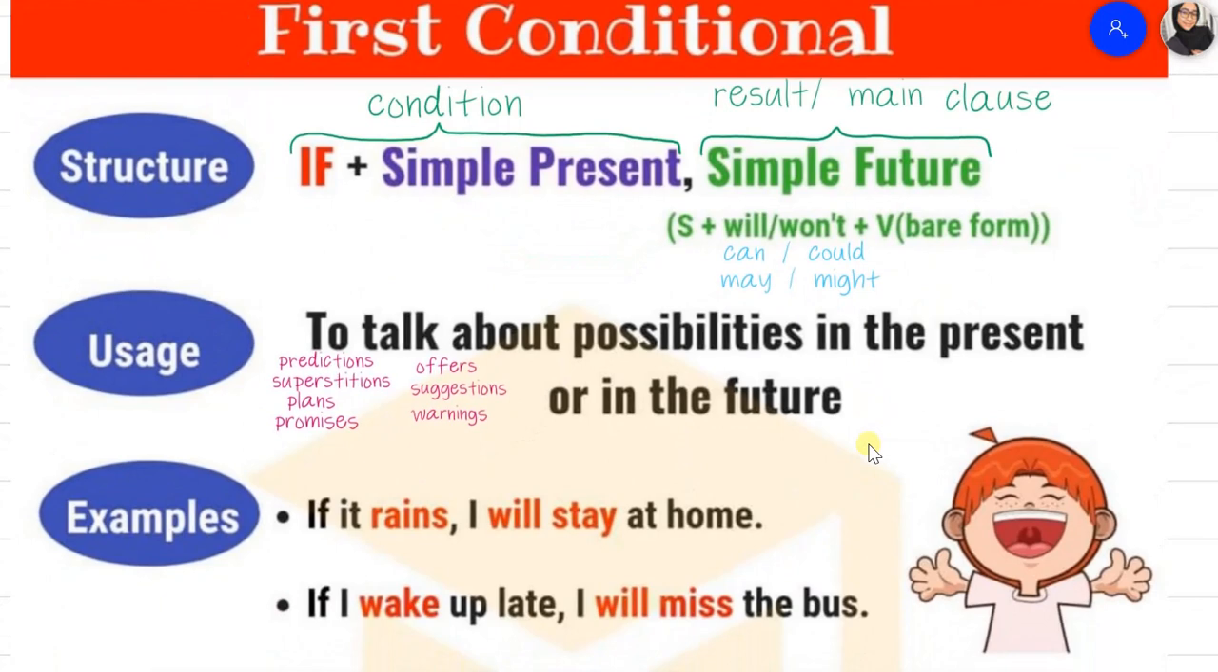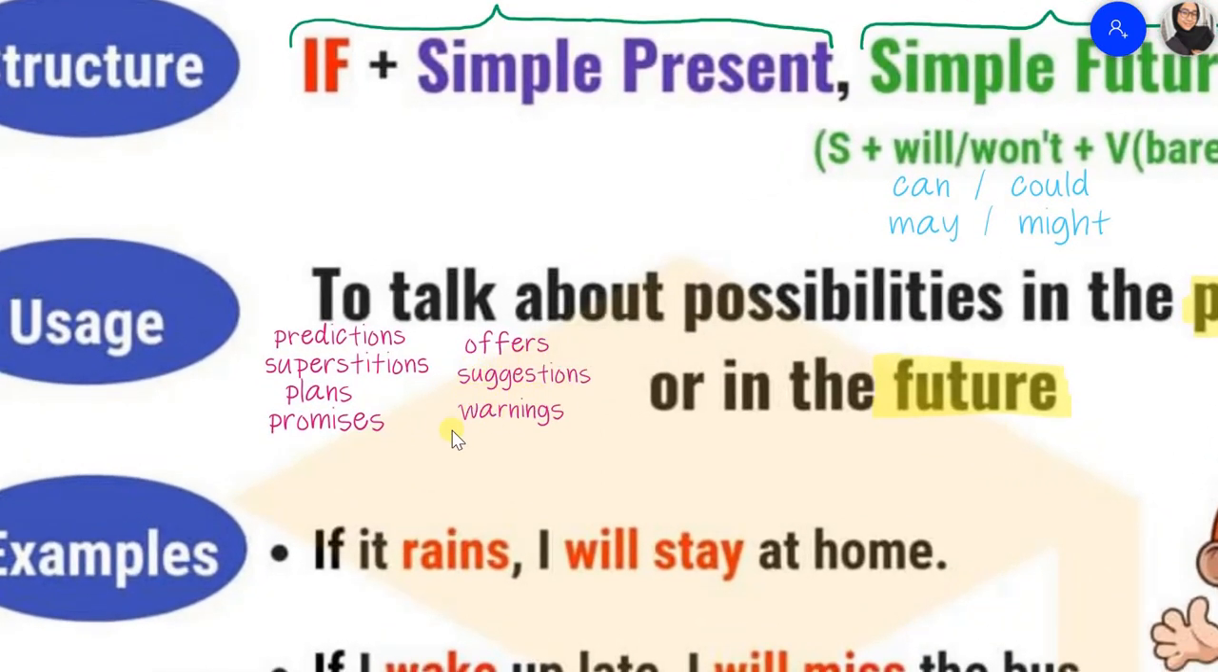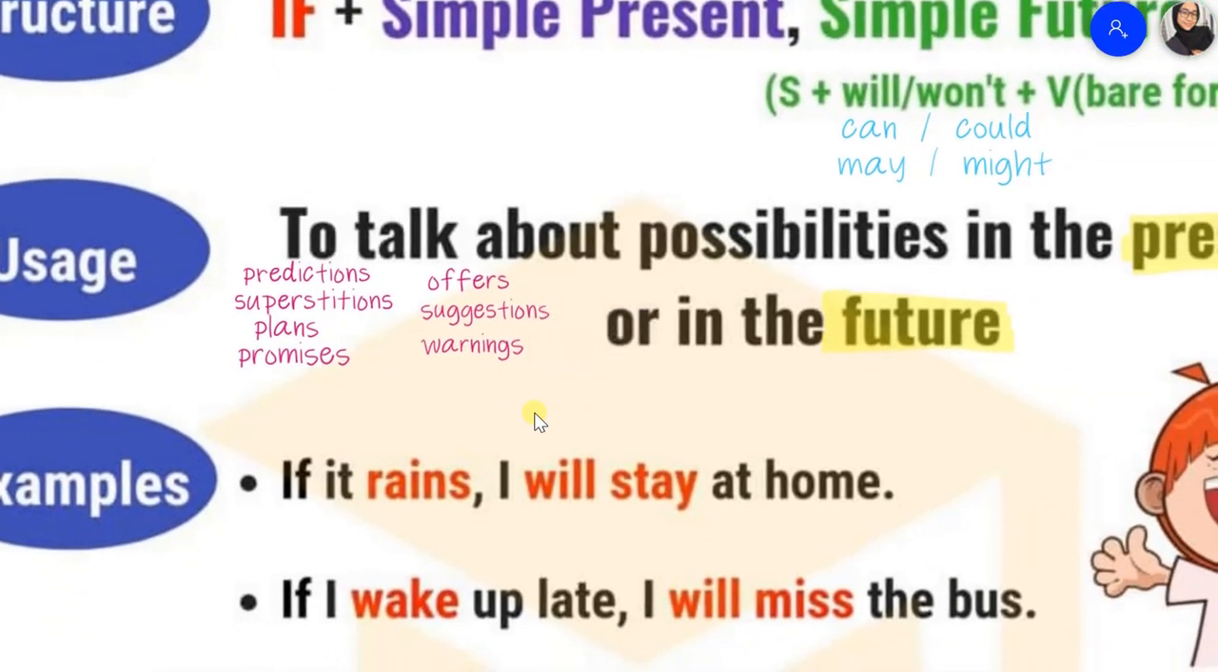We use the first conditional to talk about possibilities in the present or in the future. Let me highlight that. Possibilities in the present, also in the future. Other than possibilities, you can also talk about predictions, superstitions, plans, promises, offers, suggestions, or also warnings. Okay, now let's look at the example one by one.